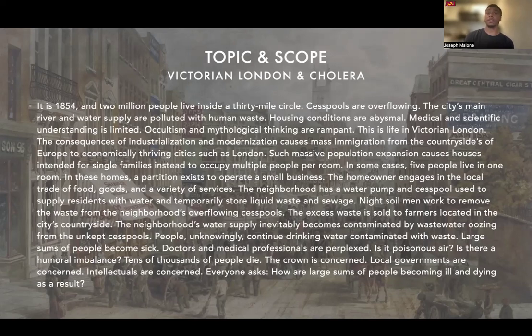Large numbers of people become sick. Doctors and medical professionals are perplexed. Is it poisonous air? Is there a moral imbalance? Tens of thousands of people die. The crown is concerned, local governments are concerned, intellectuals are concerned, and so everyone asks, how are large numbers of people becoming ill and dying as a result?